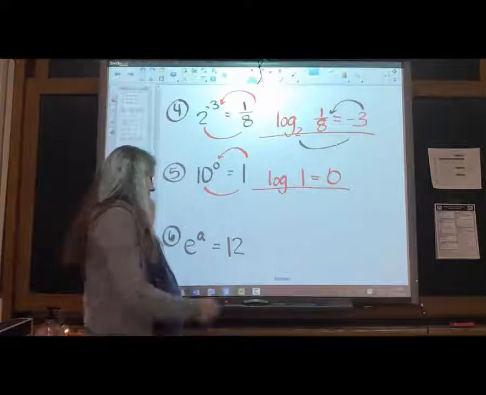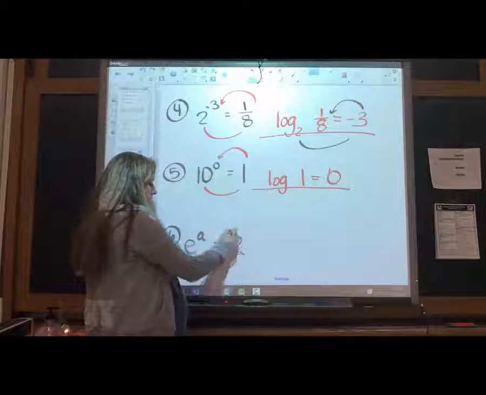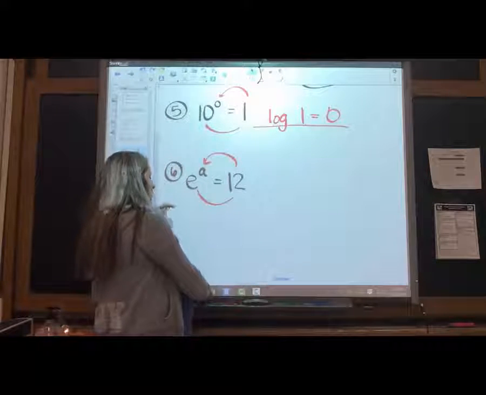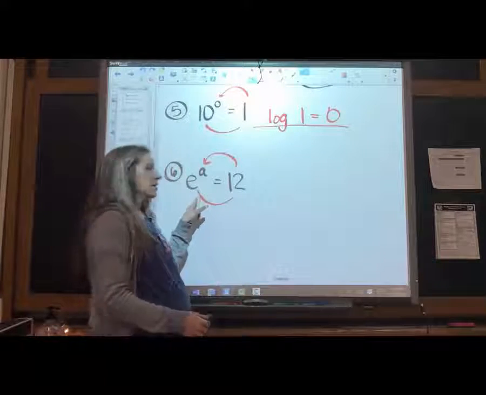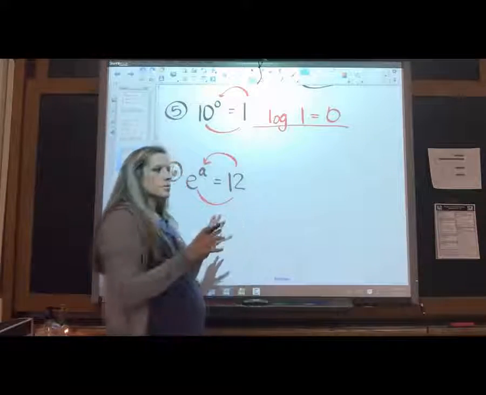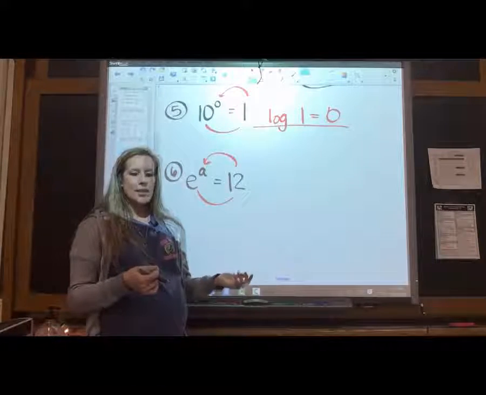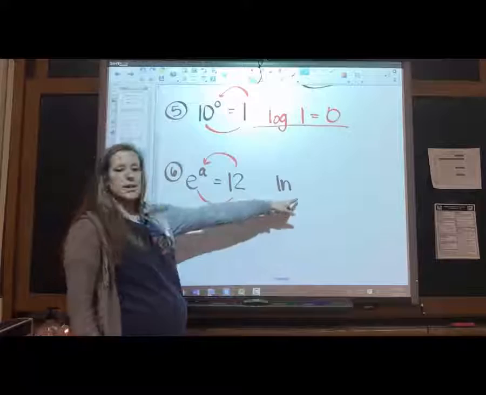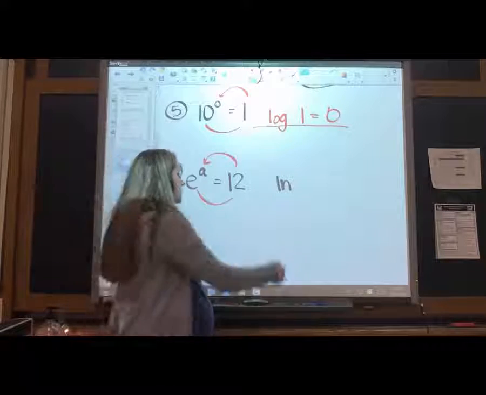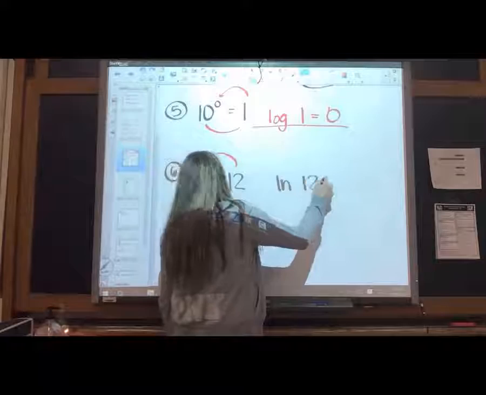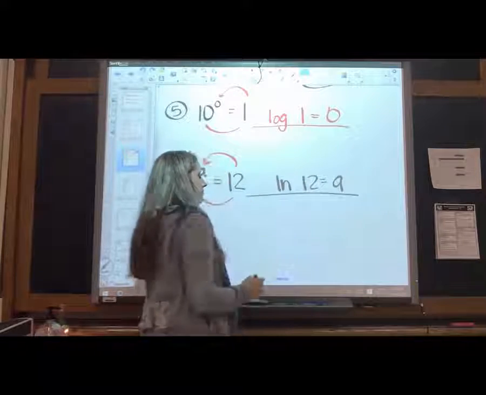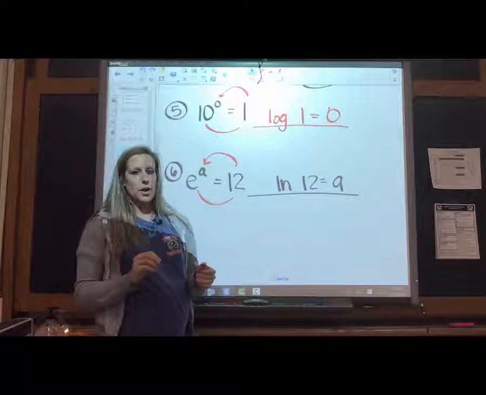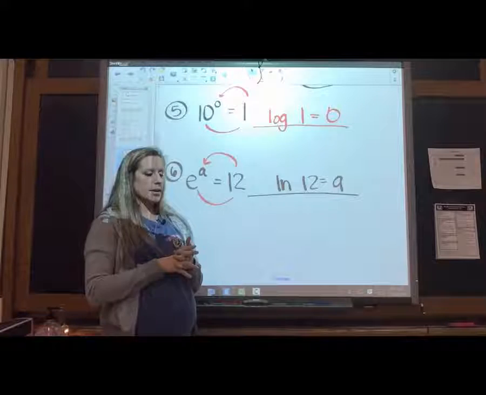Number 6, I'm going to start with my base and go counterclockwise. Okay, so when I do that, I have a base of e. So you have to ask yourself, what log has a base of e? And it's the natural log. Okay, you don't have to write the base of e, it's an understood e. So natural log of 12 equals a.